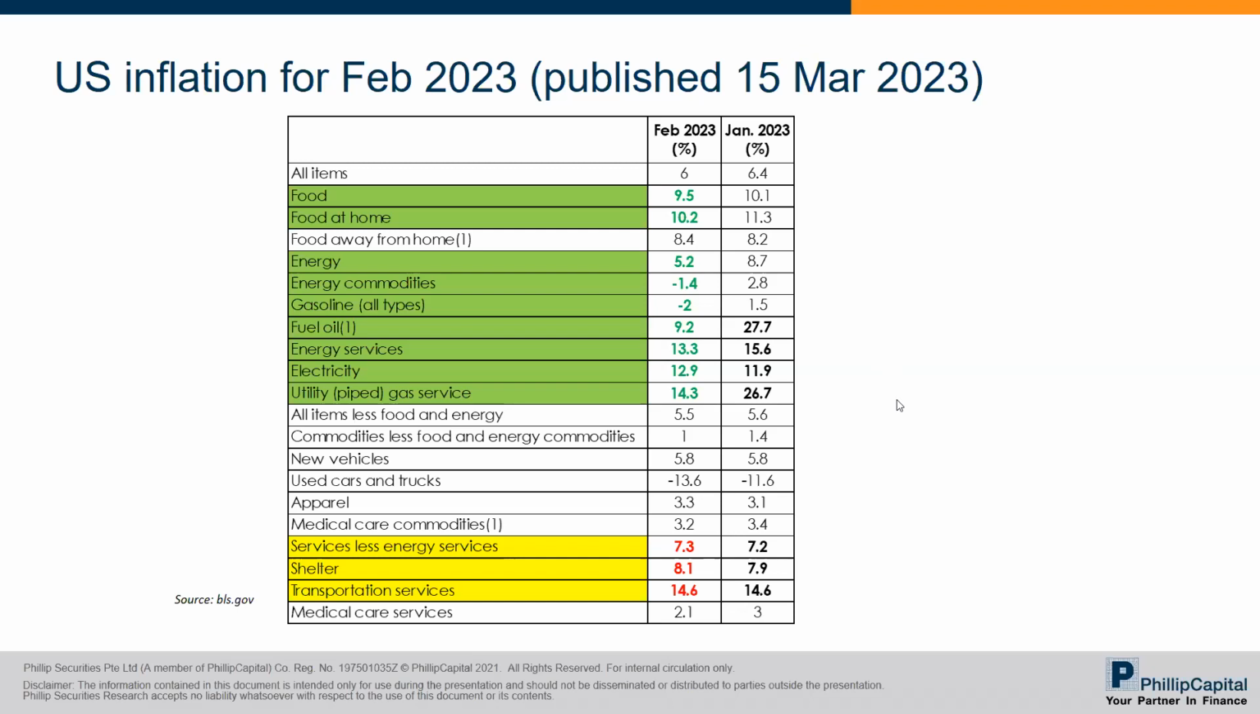So core inflation is determined by various other segments. If you look at the segments highlighted in yellow, we see that these still remain very elevated. Services, less energy services, is still elevated at 7.3%. Shelter increased from 7.9% in the prior month to 8.1% in February. And transport costs continue to hover in the double-digit zone at 14.6%. So in order for core inflation to come down, we will want to see more deflation across these three sticky components.